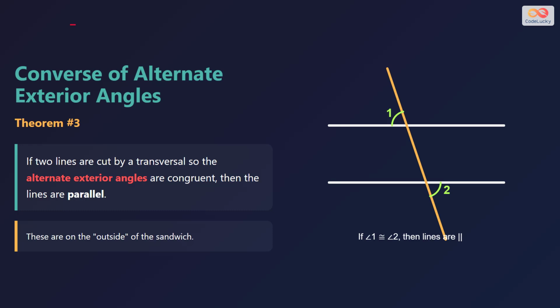Theorem number 3 involves alternate exterior angles. These are the angles on the outside of the parallel lines on opposite sides of the transversal. If these are congruent, the lines are parallel.